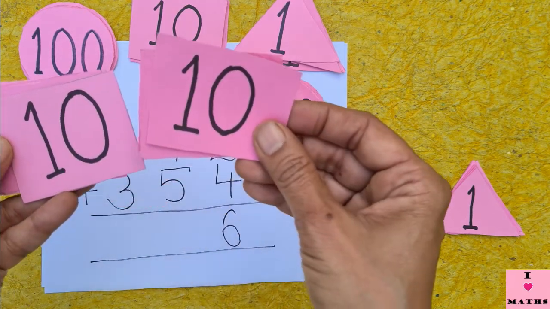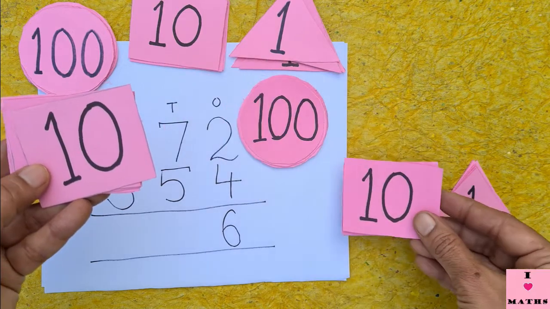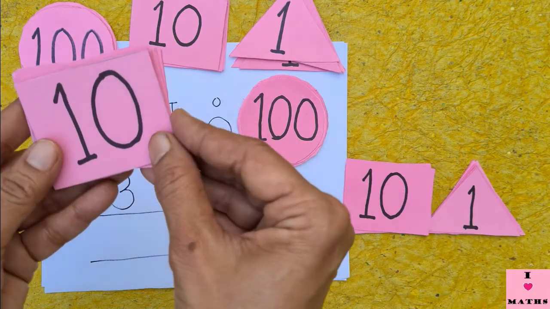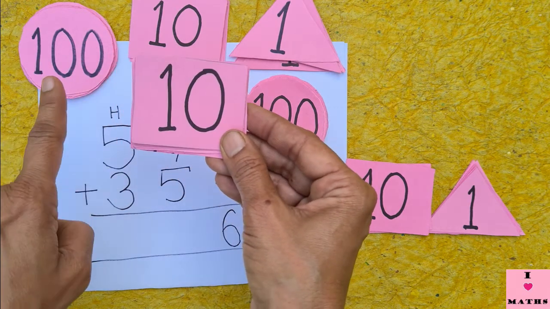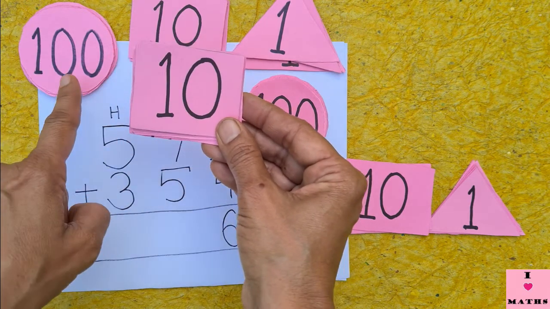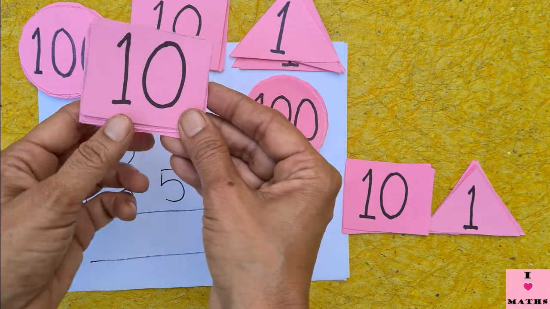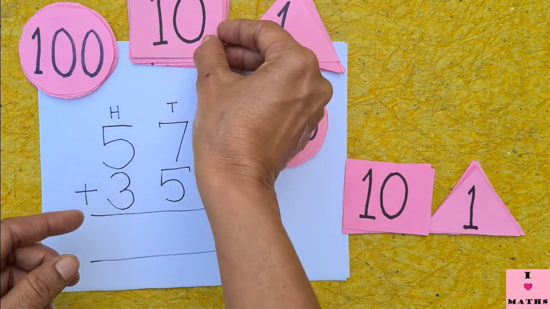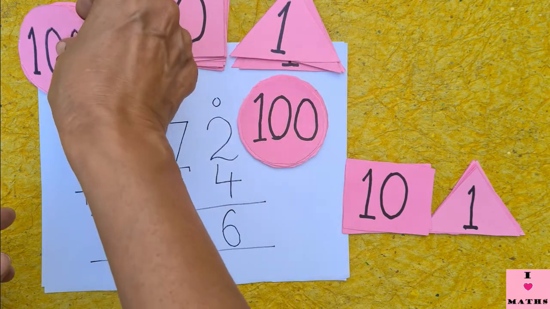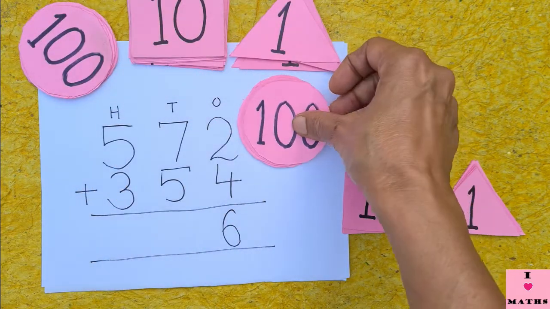So I will keep these 2 tens cards here, and in place of these 10 ten cards, I will pick up a 100 card from here. Why? Because 10 tens make 100. So let me keep 10 tens here and pick up 100.